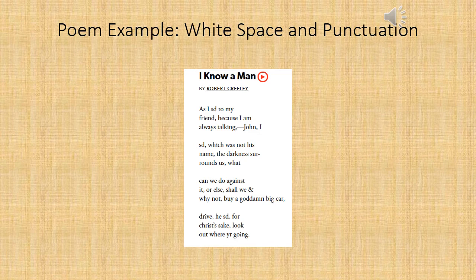All right, so I think there's a lot going on here. I think we could see he's compressing some of the language, as you see in the first line, right? As I said to my, right? So he's saying "sid" instead of "said," compressing the language for effect. Is it because he's attempting to copy a different dialect to how someone speaks? Maybe. That would be my guess. Is it because he's attempting to speed the poem up? I would say yes. That would be my guess as well.